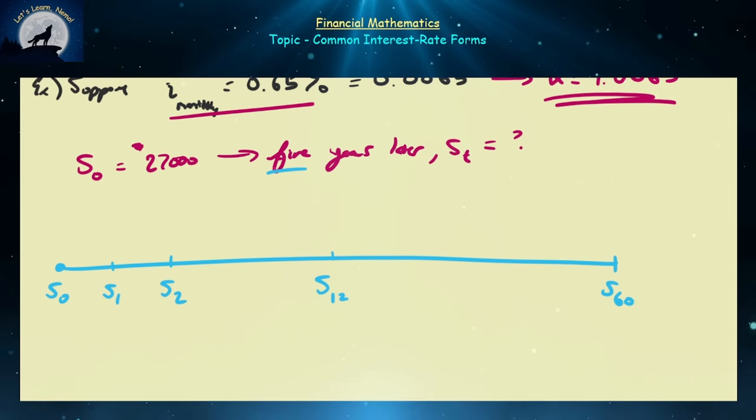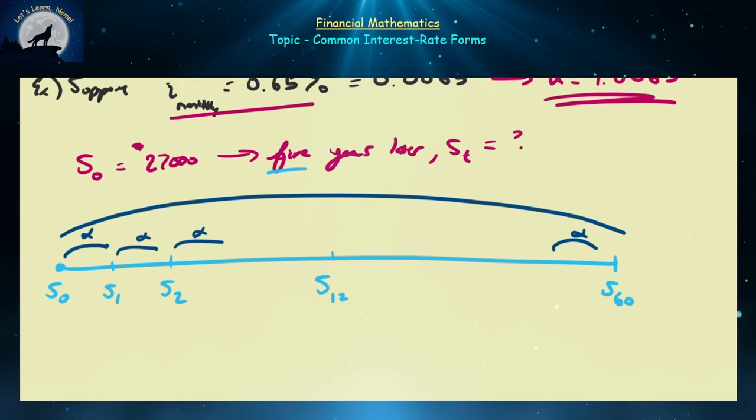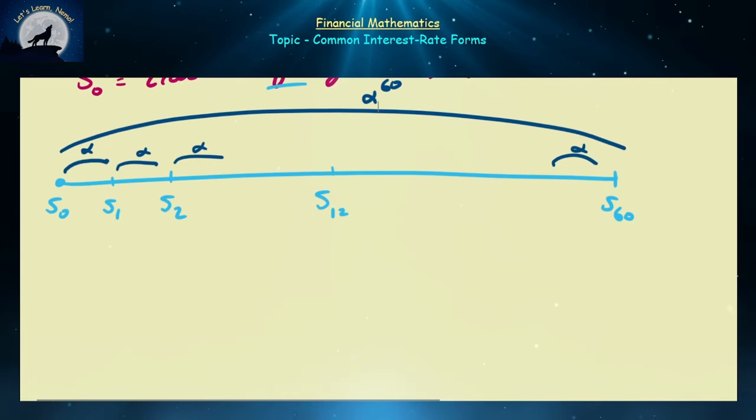So an accumulation factor moves it one time step into the future, so that's going to be equal to alpha, alpha, alpha, alpha, and then we're going to apply alpha that many times. So we want to move from S0 to S60 immediately, so that's going to be an alpha^60 accumulation factor. So what would that value be?